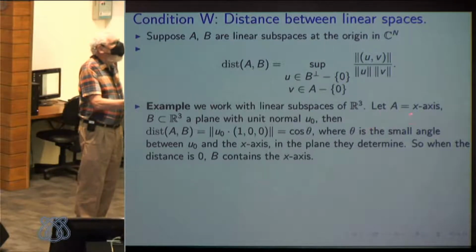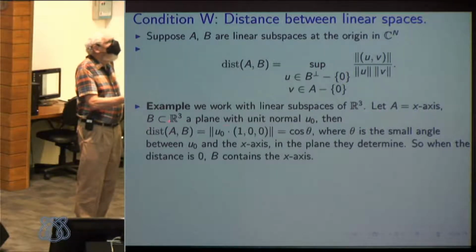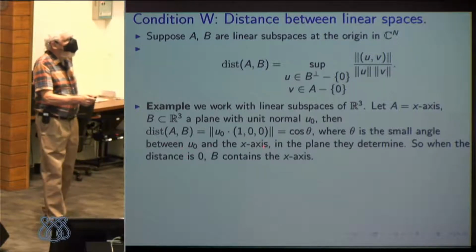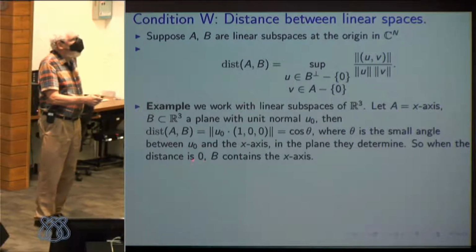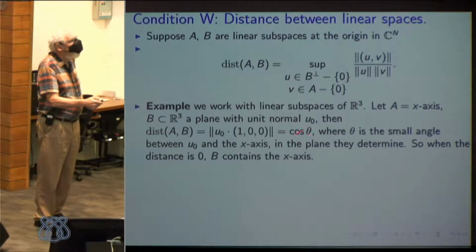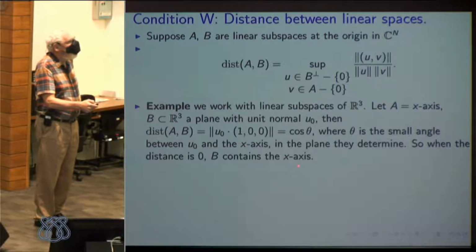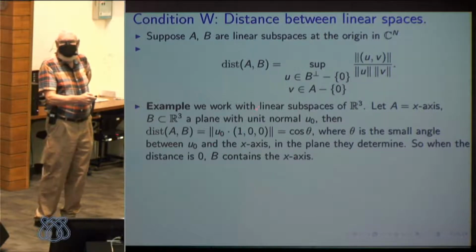A is the small space, it's the x-axis. B is a plane with unit normal U0. Then what happens here? Well, this is 1, this is 1. So we just get U0 dot the tangent vector to A, and this is just cosine theta, where theta is a small angle between U0 and the x-axis. So when the distance is 0, theta is 0, and U is perpendicular to A, and so B contains the x-axis. Because anything perpendicular to U is in B.